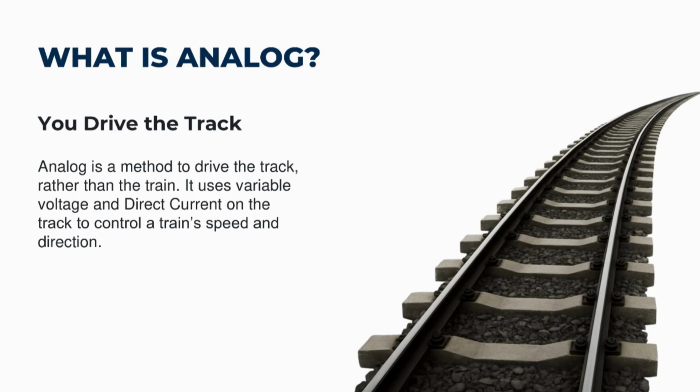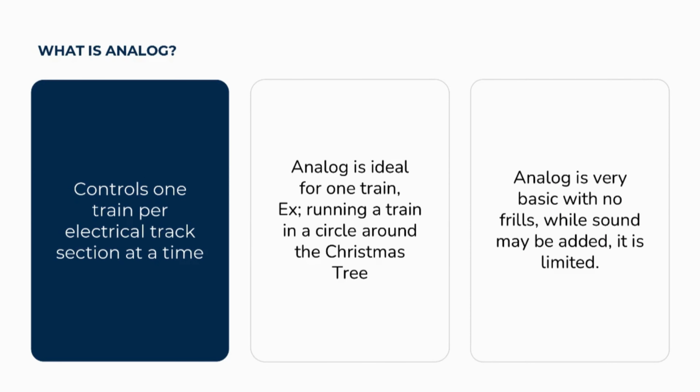And when you start running more trains and you want them to do different things, you have to do all kinds of crazy wiring and insulating different track sections, and you have to have a controller per each insulated track section to run your trains. Makes it pretty complicated. So my slide is: controls one train per electrical track section. Analog is ideal for running your train around your Christmas tree.